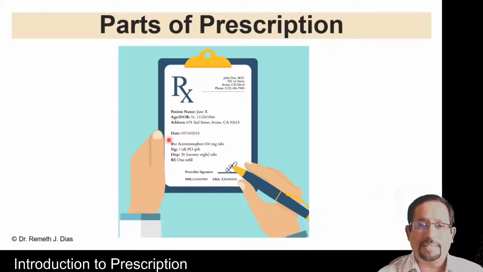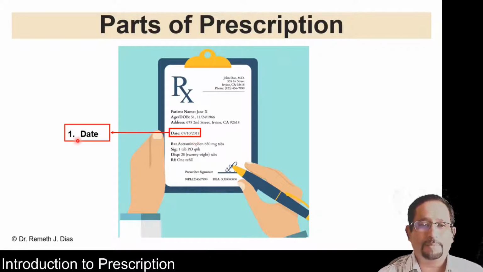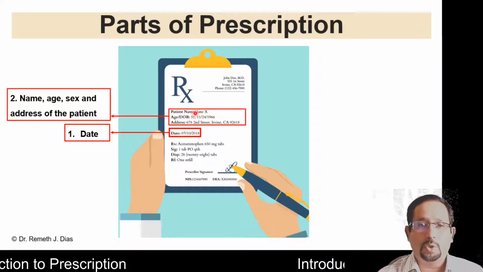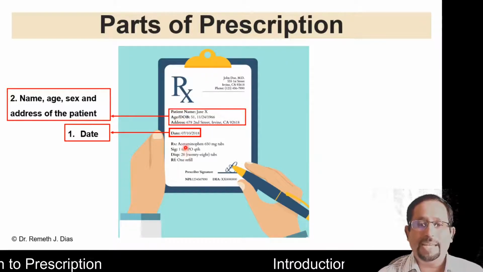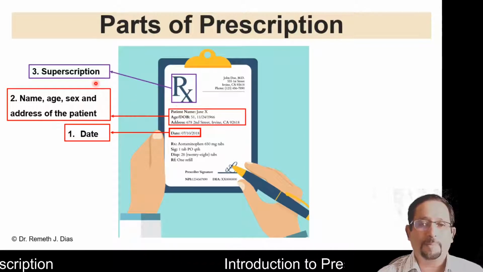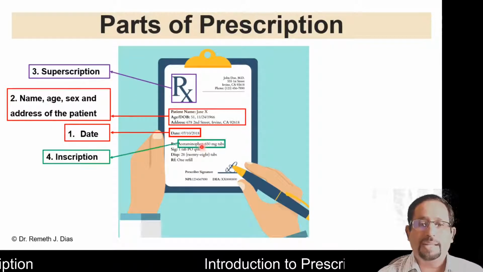So the first part, that is a date. Second part is the information of the patient. Patient name, age, date of birth and address. Part 3 is superscription. For simple to understand, I have taken it over here. Superscription. Okay, so fourth part is about the name and quantity of the medication.